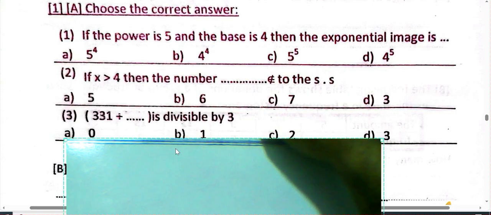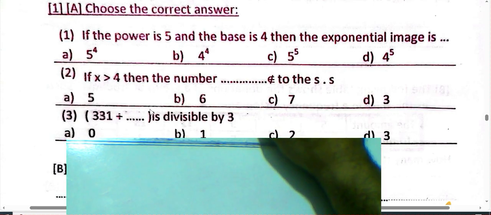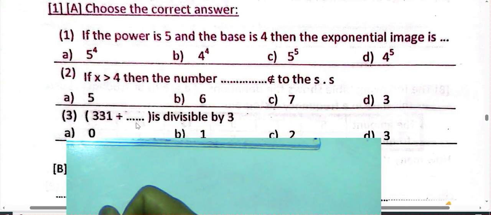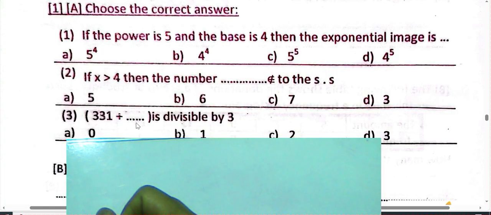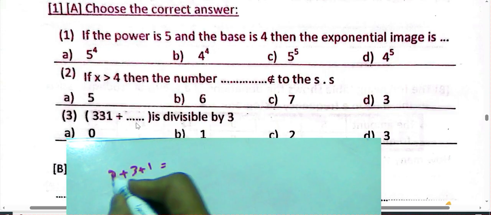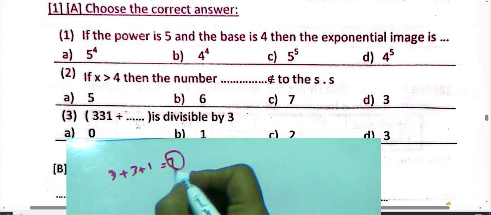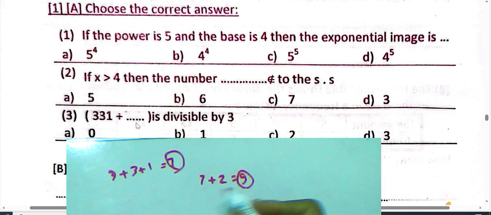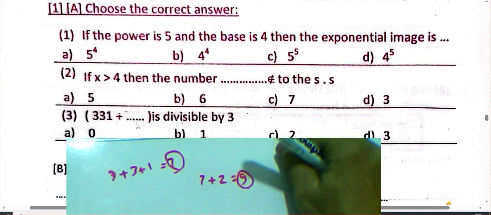Next question. 331 plus what equals a number divisible by 3? We know that if the sum of all digits is a multiple of 3, then the number can be divided by 3. 331: look at 3 plus 3, 6. 6 plus 1, 7. Then 7, we can add 7 plus 2 equal 9. Then 9 can be divided by 3. Then we must add 2. The result will be 2. Understood?